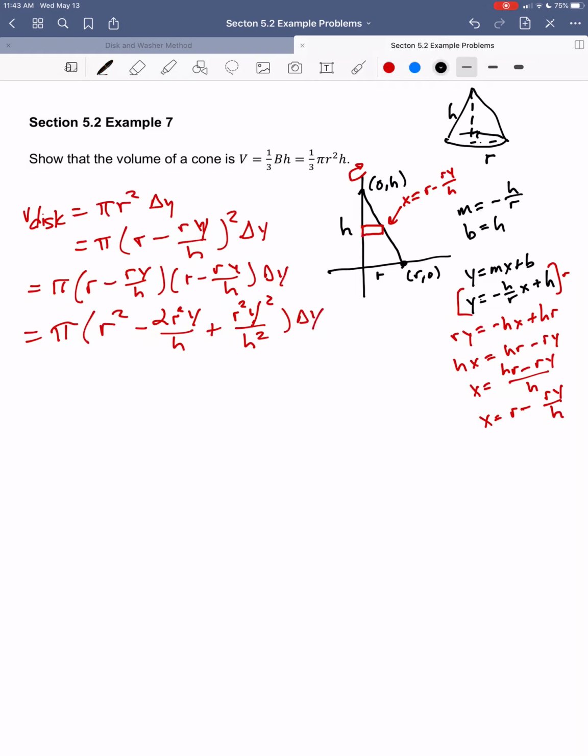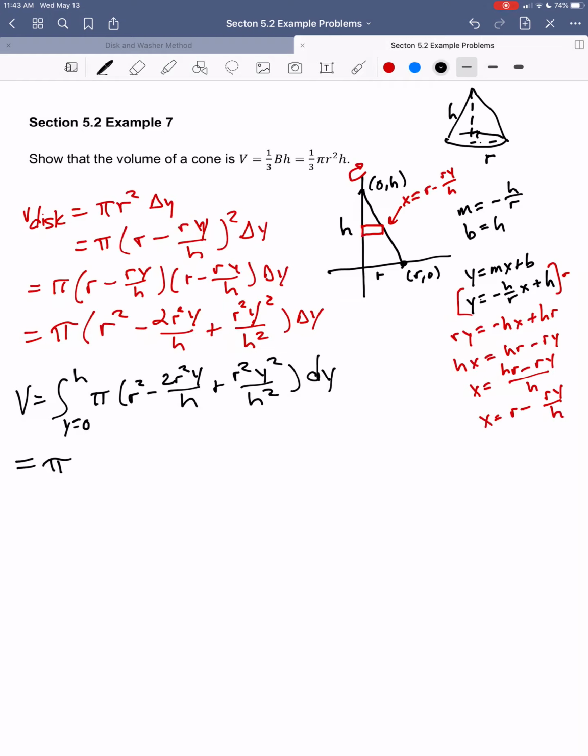So that my overall volume is going to be the integral then for y coordinates. Now, what are my y coordinates going between? Here at the bottom, my y coordinate is 0. At the top, my y coordinate is h. So y is going from 0 to h. Pi, we get this r squared minus 2r squared y over h plus r squared y squared over h squared dy. We can pull the pi out.